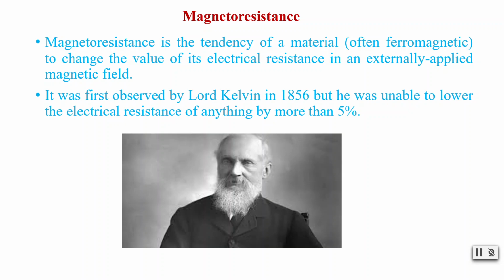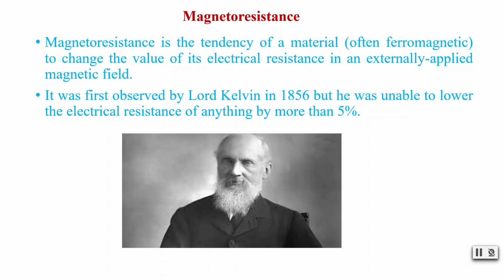It is the tendency of a material, which is often ferromagnetic, to change the value of its electrical resistance in an externally applied magnetic field. So here we are applying a magnetic field to a current carrying ferromagnetic material, and this results in the change of electrical resistance, and this is termed as magnetoresistance.